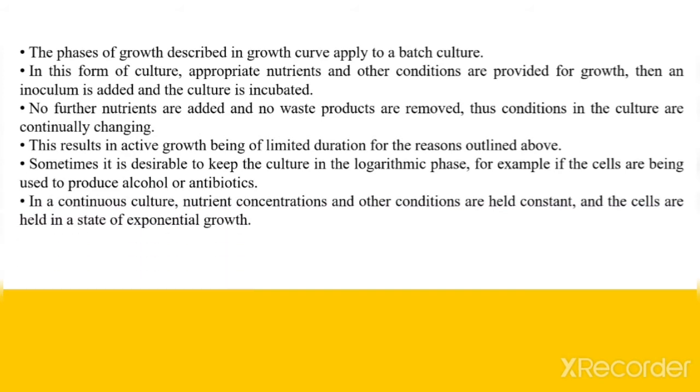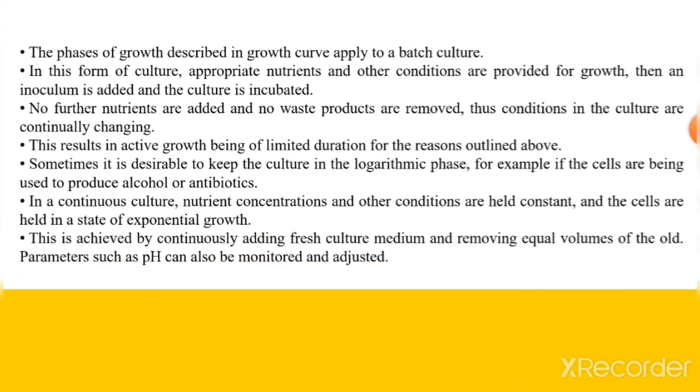In a continuous culture, nutrient concentrations and other conditions are held constant and the cells are held in a state of exponential phase. Here we have to remember that in a batch culture we can't maintain the logarithmic phase; there is a decline phase also, while in the continuous culture we can maintain only the exponential phase of microorganisms. This is achieved by continuously adding fresh culture medium and removing equal volumes of the old. Parameters such as pH can also be monitored and adjusted.